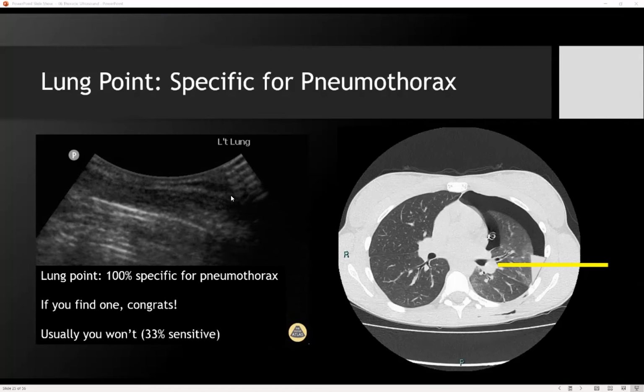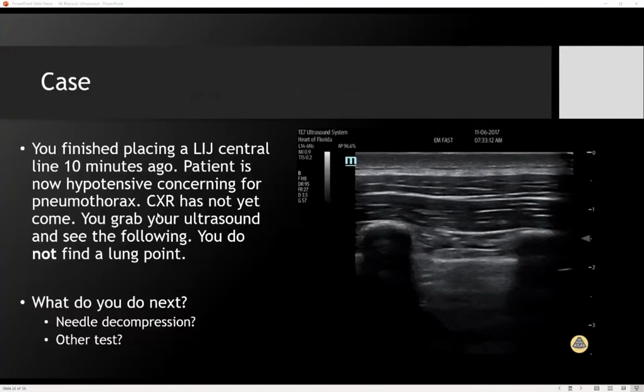So while we talk about lung point as this magic finding of pneumothorax, clinically, it's not very sensitive. It's not easy to find. It's fun to test. It's fun to see. It's fun to write case reports about. But to me, it's not the most useful thoracic ultrasound finding when we're talking about a pneumothorax.